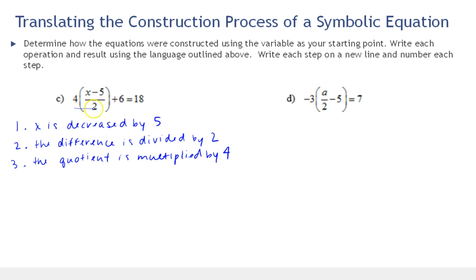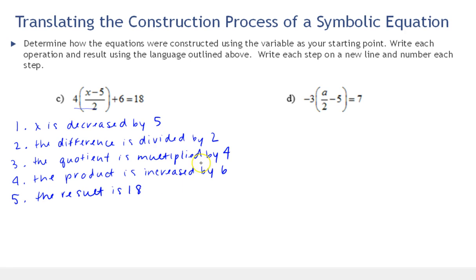So now we have this product, and we're going to add 6. So the product is increased by 6. And that's our entire left-hand side, so we'll say the result is 18. Okay, so we've written this in words.